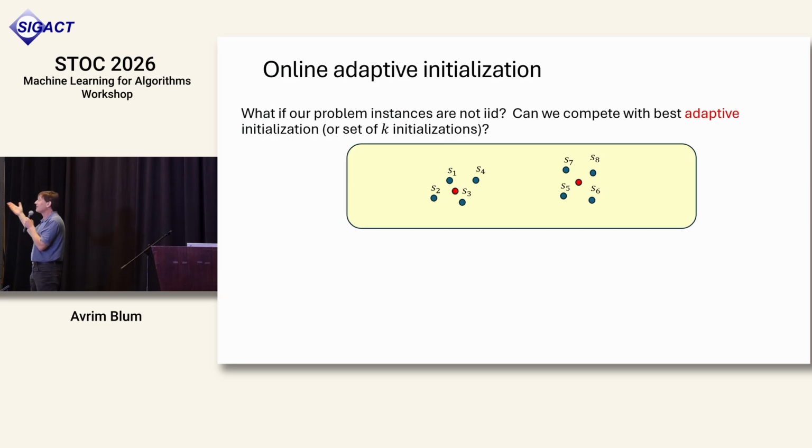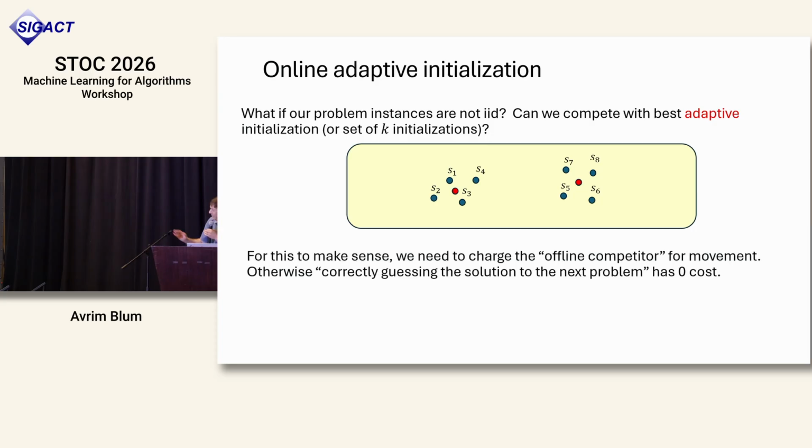If we had known in advance this is what the world would look like, we could have done that. Of course, we don't know in advance, so can we compete with the best adaptive initializations? Now, for this to make sense, we have to charge the thing we're competing with for movement. Otherwise, the optimal thing in hindsight was to magically have guessed the solution to the instance we're about to solve and pay zero cost. You can't do that. You have to pay to move it. So if the thing we're competing with decides to change its initialization from here to there, it's got to pay for that distance.